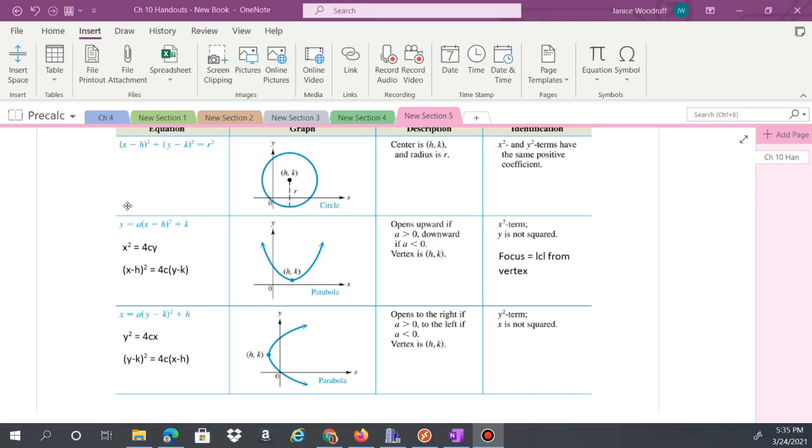Okay, notice here, this is what the equation looks like. There's no denominator. That's going to be the big indicator here. There's no denominator, no fractions in our circle formula.